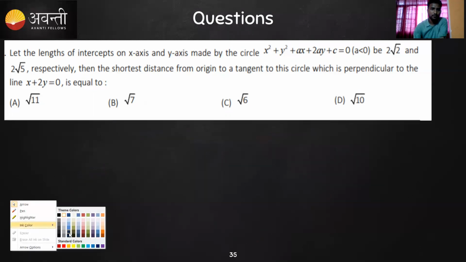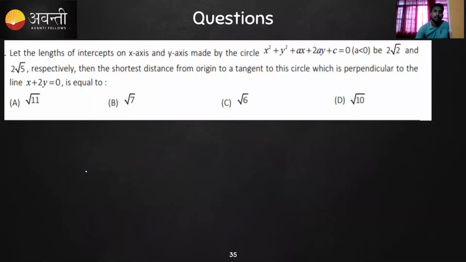Okay. So I will move to the next question. Here you can see what it is saying. We have been given the x-intercept and y-intercept made by a circle. So what is the circle? That is x square plus y square plus ax plus 2ay plus c is equal to 0.